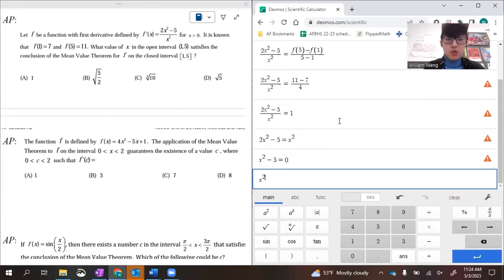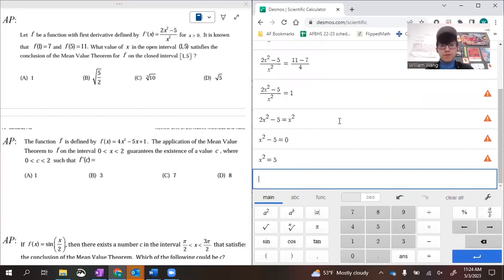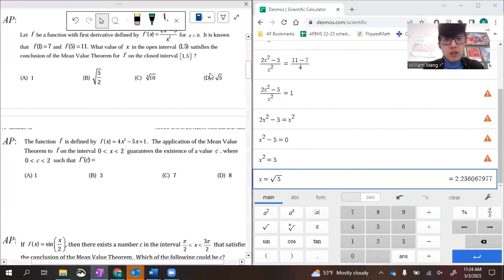That means x squared is equal to 5. And that means x is equal to the square root of 5, specifically plus or minus square root of 5. But yeah, square root of 5. So which one of these is my answer choice? That means my answer choice is obviously going to be D.